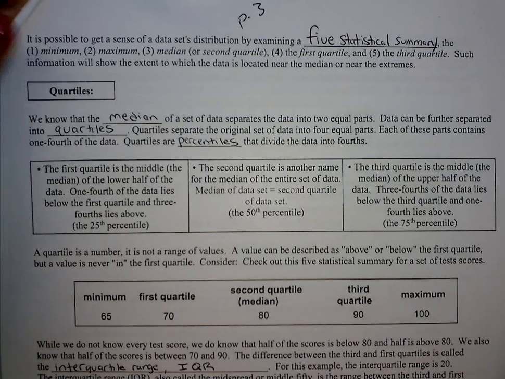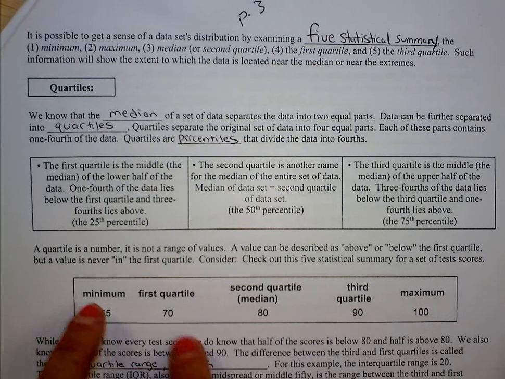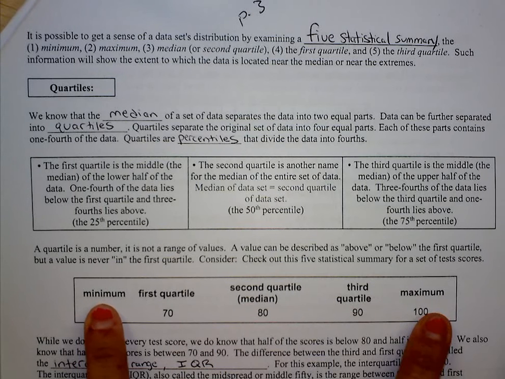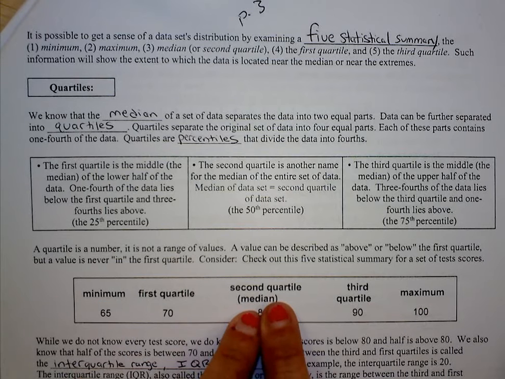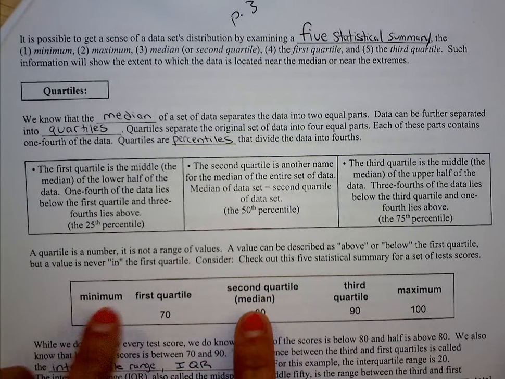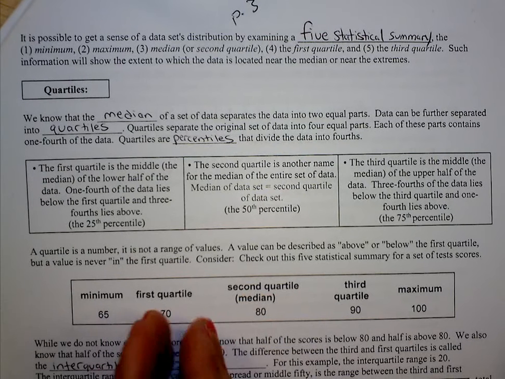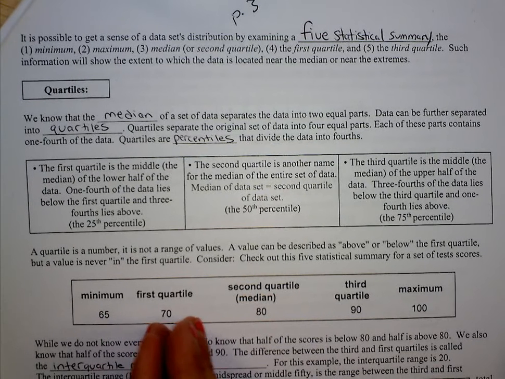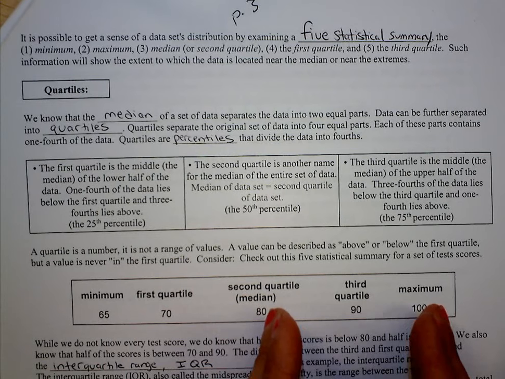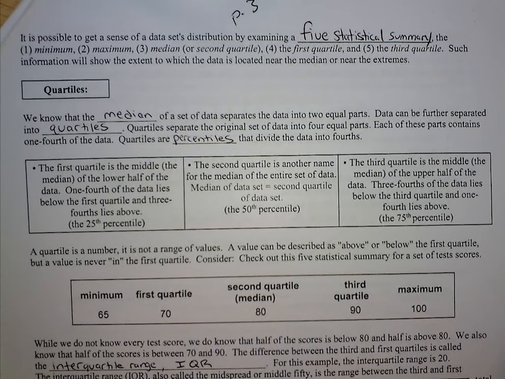Looking at this little bar here, we're going to have the minimum value and the maximum value. And then we have the median in the middle, which is also called the second quartile. If we're looking at the first half of our numbers, the middle of the first half is called the first quartile, and the middle of the second half is called the third quartile. So we need to know what each of these values mean.